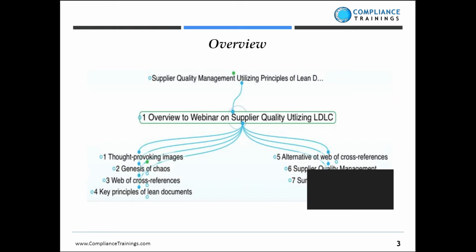We're then going to go over some key principles of lean documents and its close cousin, lean configuration. Finally, we're going to introduce an alternative to that web of cross-references. And then we will go into the topic of supplier quality management, but using the lean principles that we just learned as a tool, finally arriving at a summary and some conclusions.